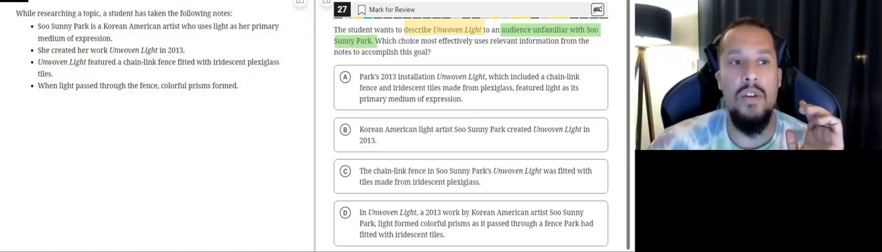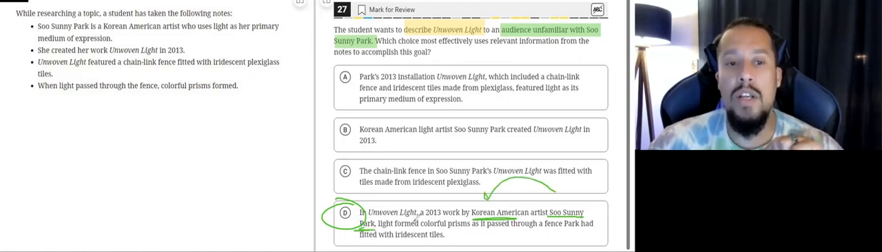Answer B is the best answer in this case, because in answer B, well, first of all, we know who Sue Sunny Park is. She is a Korean American. And also in answer B, the unwoven light is light formed in colorful prisms. So it describes the unwoven light, and also it defines who Sue Sunny Park is.